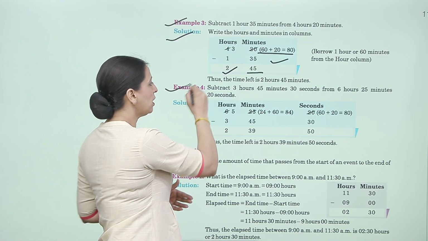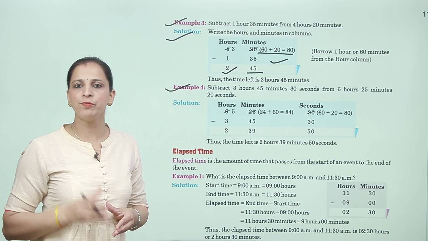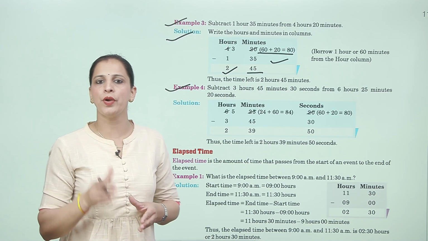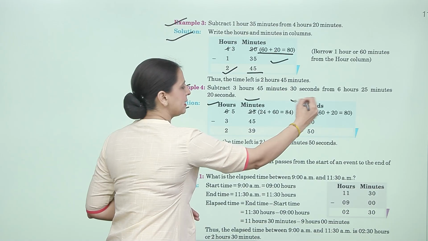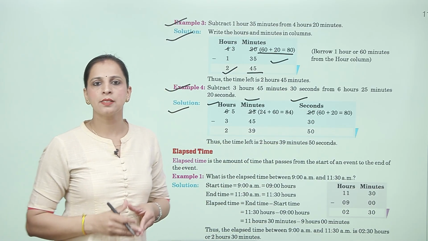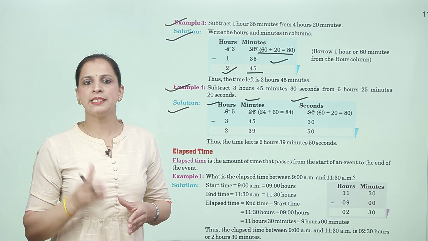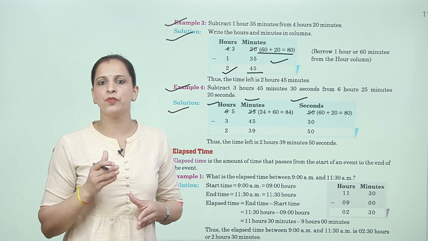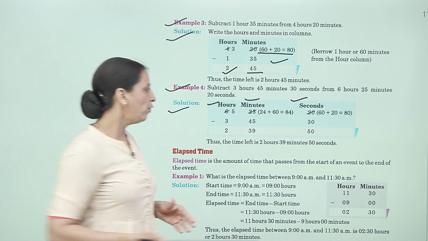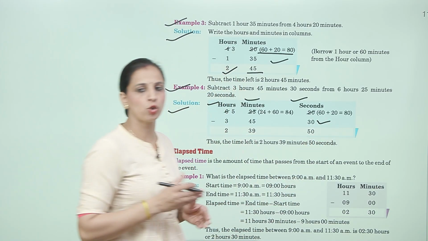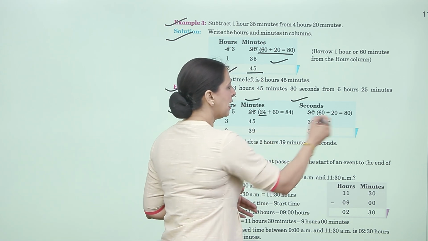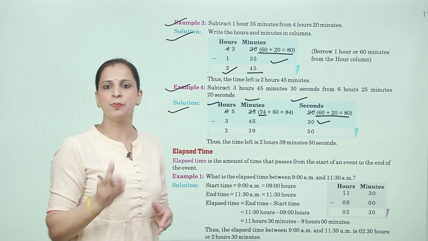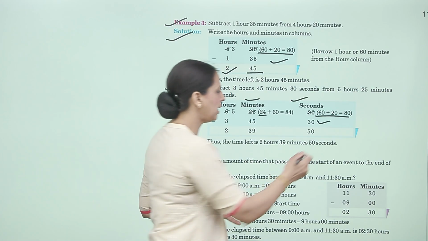Now example 4. Subtract 3 hours 45 minutes 30 seconds from 6 hours 25 minutes 20 seconds. Now solution. Hours, minutes and seconds. 6 hours 25 minutes and 20 seconds minus 3 hours 45 minutes and 30 seconds. We cannot subtract 30 from 20, so we have to borrow 1 minute from minutes. It becomes 24 minutes and it becomes 60 seconds. 60 plus 20 is 80.